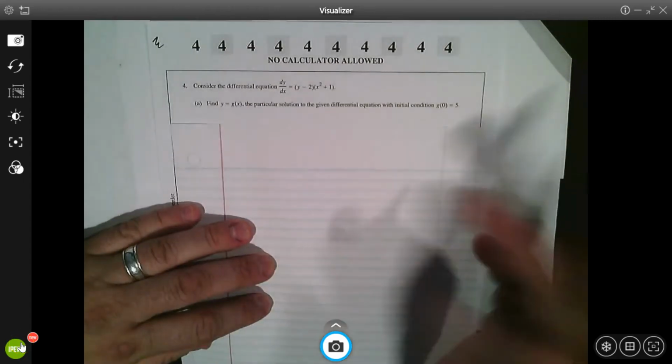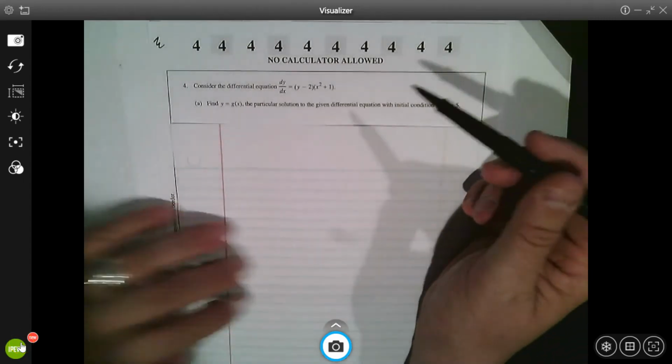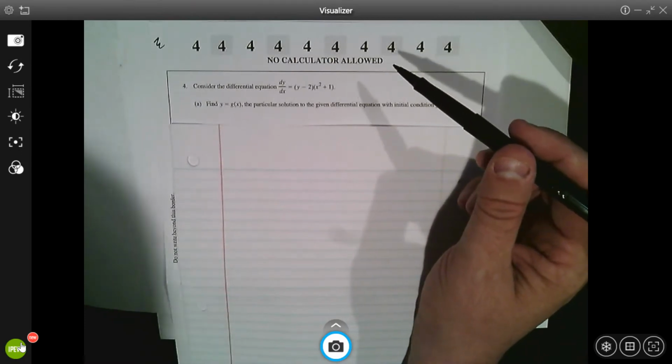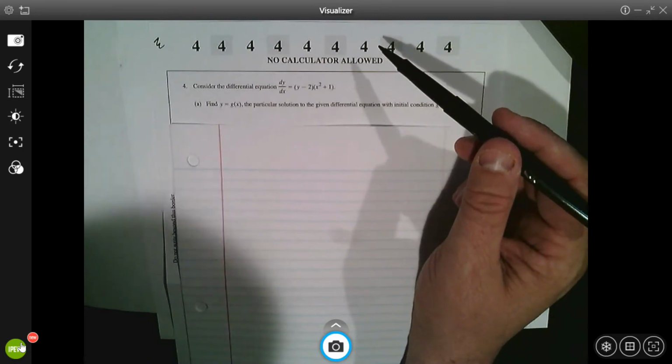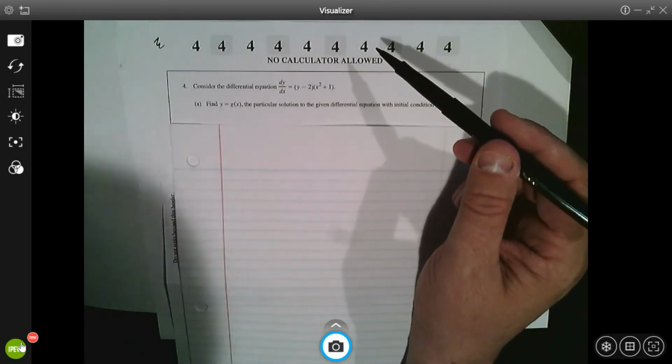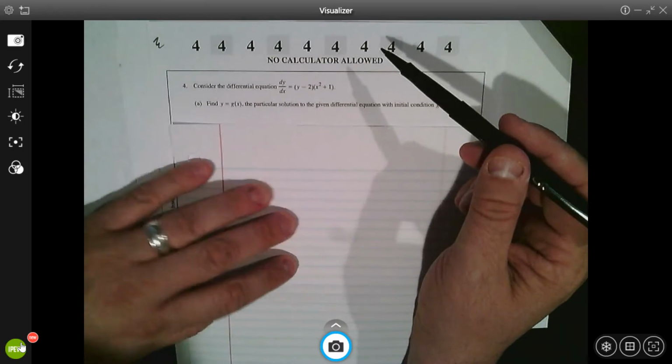All right, here we go with another question. This is question number 4 from the 2016 AB International Exam. As you can see, this is a no calculators allowed question. So let's jump into it.